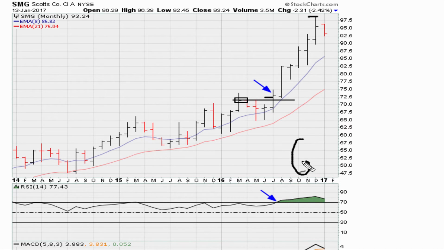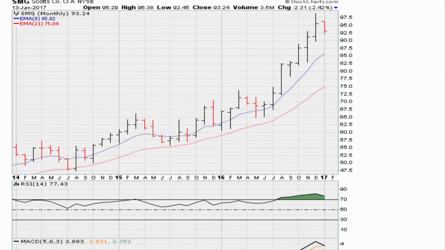RSI has held above 69.1. So what does this tell you if you own this instrument? We can anticipate at some point it's going to pull back, try and move back above 69.1, which might suggest higher highs in the coming months at some point.